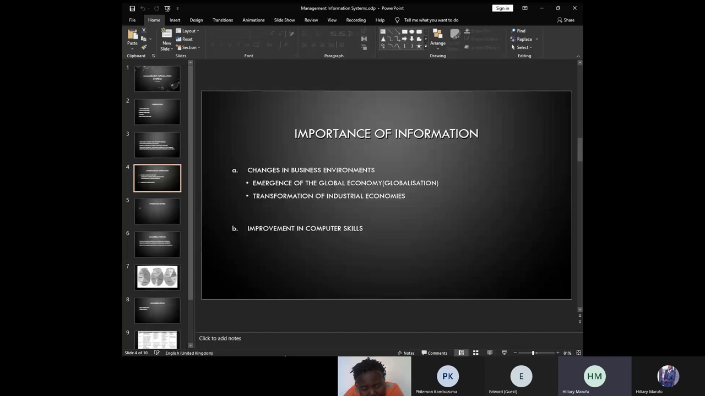It says changes in business environment. We are now living in a global economy. In the 90s, someone would operate in Zimbabwe, and someone nearby in South Africa may not know exactly what your product does. But with the introduction of the internet, there is globalization, whereby you can know everything that's happening in the States without having to physically go there. So now there are no more boundaries.